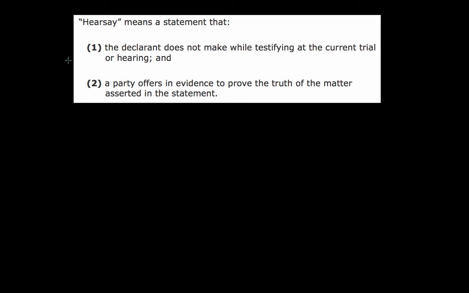Okay, now for most people, this definition of hearsay alone doesn't really make clear what is and what is not hearsay. So let's see if we can make this a little bit easier to understand by going through each of the elements of hearsay one at a time. So first of all, for something to be considered hearsay, it has to be a statement. And the federal rules of evidence define statement.